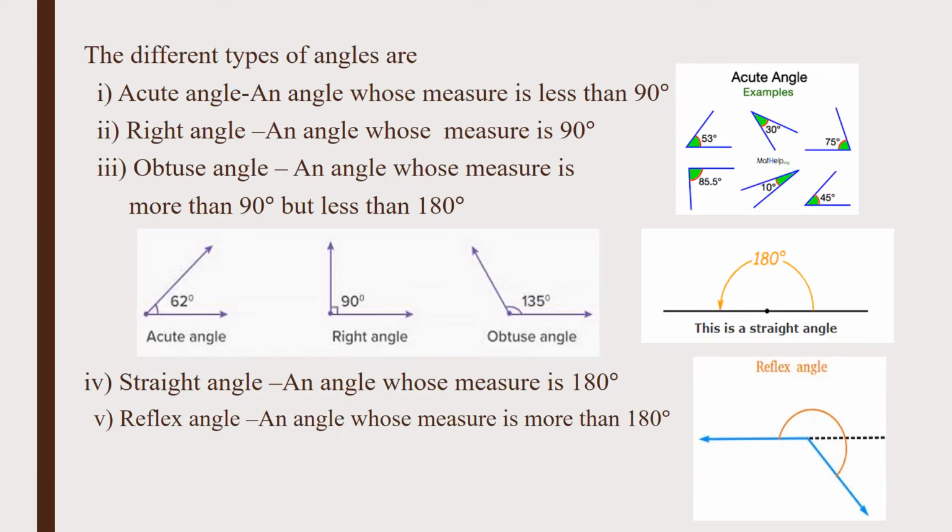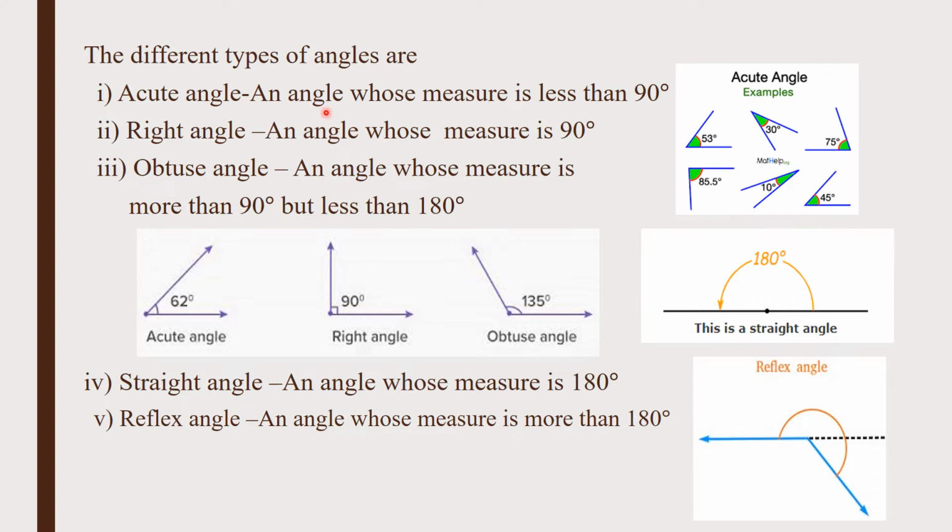We know we use a protractor to find the measure of an angle. Every angle has a measure. The unit of angle measure is called a degree. The different types of angle based on their measures are acute angle, right angle, obtuse angle, straight angle and reflex angle. What is an acute angle?